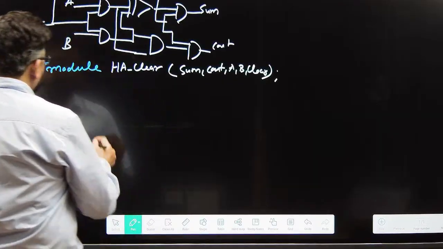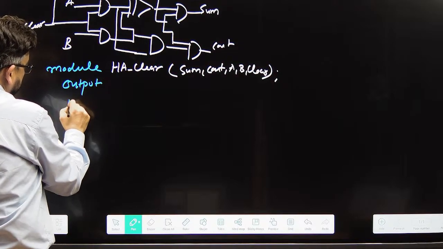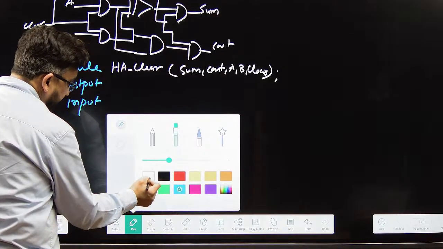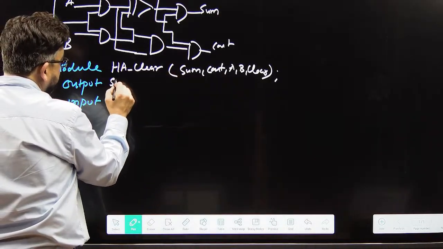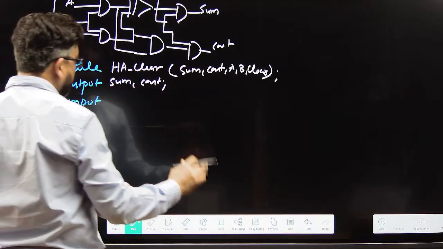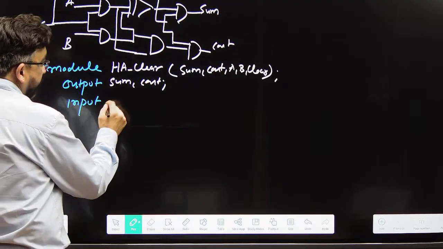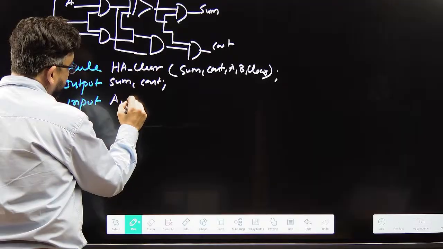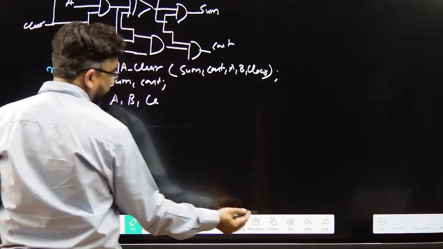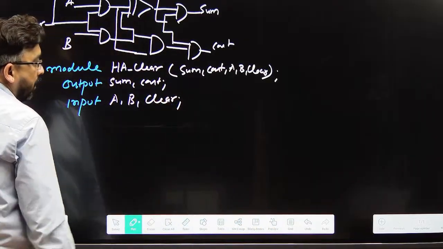So now I will define my output. This is my output, this is my input. Let me write output and input. Output is my sum and cout. We are writing the first code, so you don't need to worry. We will go up to behavior modeling. And input is my A, B, and clear.